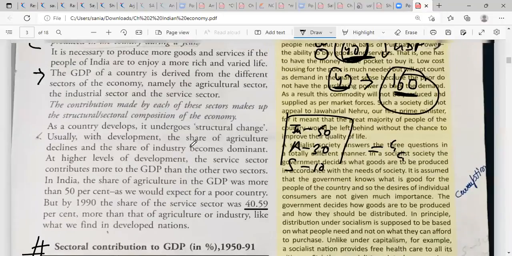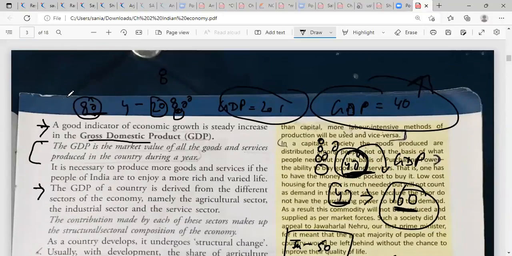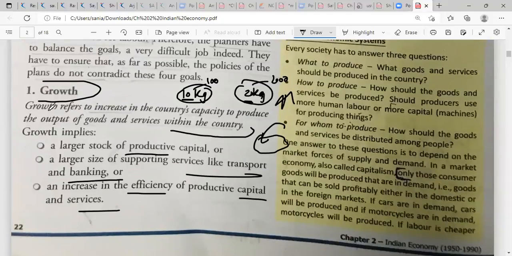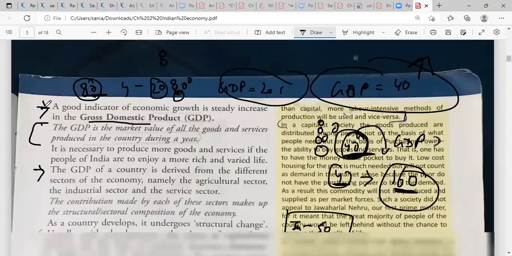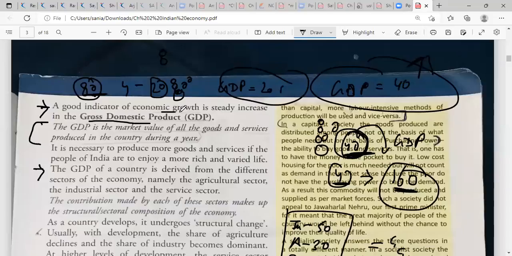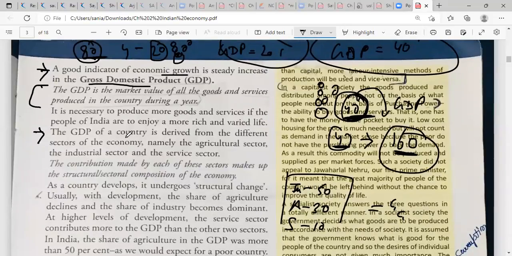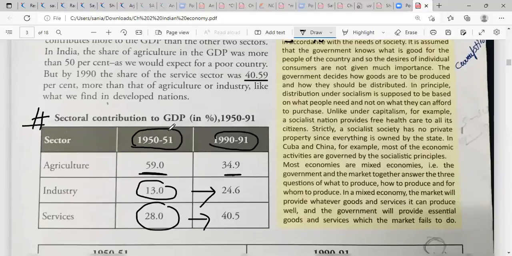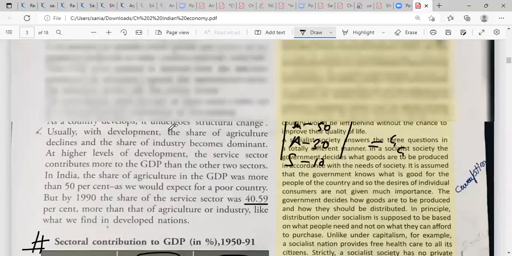Yes. So here, we complete our first goal. So you'll write first growth, then this, that growth implies. Then you're going to write, this is your second point about growth. That a good indicator of economic growth is GDP, then the definition of GDP, this point. Okay? Yes, ma'am. And then the table. Then you'll give a heading, sectoral contribution to GDP, this. Okay?